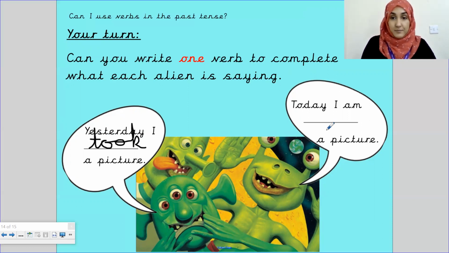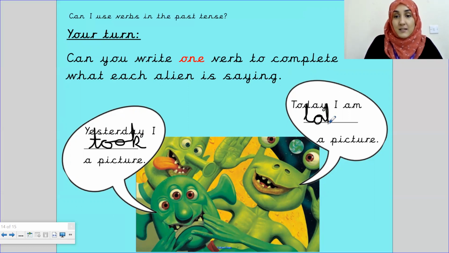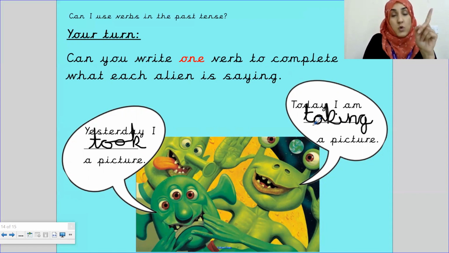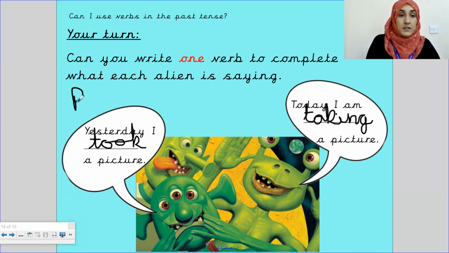Now, on this side, today, I am a picture. Well done. Taking. Fantastic. You can see the sheer concentration in my face while I'm writing the word taking. There we go. You see? Never give up. Okay, today I am taking a picture. So here are two examples. Now you are going to make your own ones up, okay? So if you are doing challenge 1, you can make up at least one for each present and past. So here we have the past on this side.